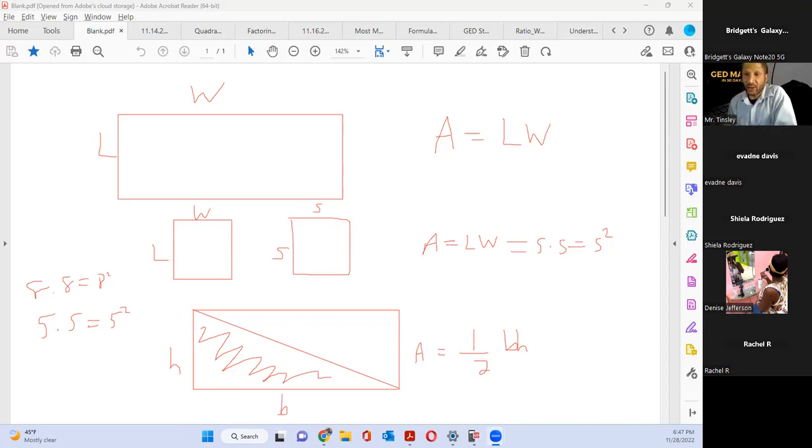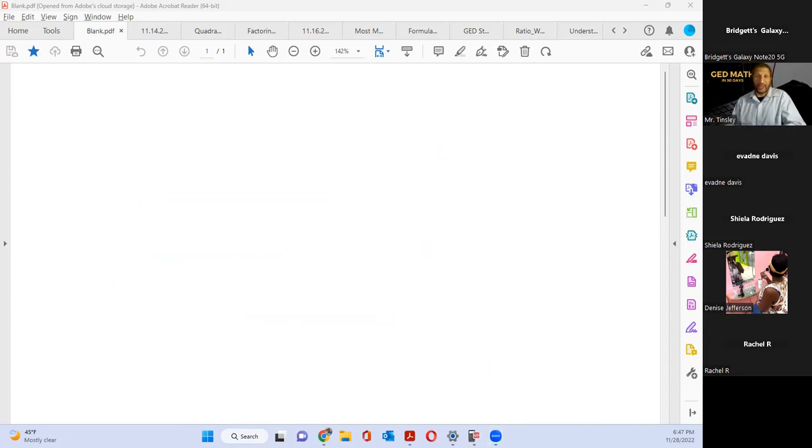All right, good. Let's go to the next one, a parallelogram. It's going to be a little bit difficult to draw a parallelogram, but I will try. Well, it won't be to scale, so I'm sorry about that. What you should notice is that a parallelogram is just a rectangle slanted. Right? So watch this.